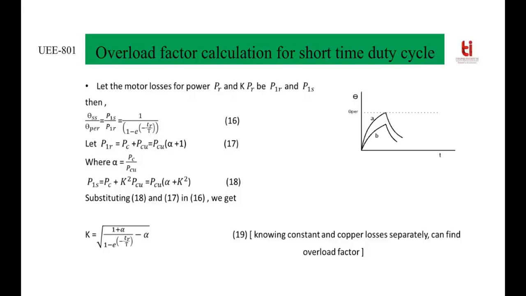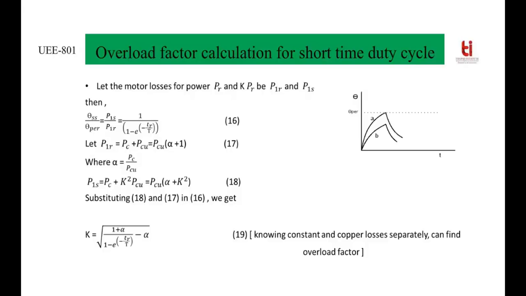Let the motor losses for power PR and K times PR be P1R and P1S. Then from equation number 15 we can write theta SS divided by theta permissible is equal to P1S by P1R is equal to 1 by 1 minus e to the power minus TR by tau. Because theta SS is directly proportional to the loss across the system, heat developed across the machine.